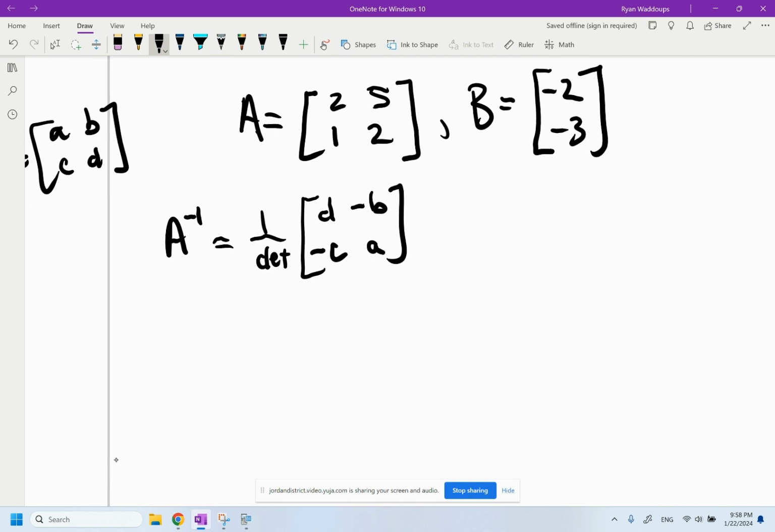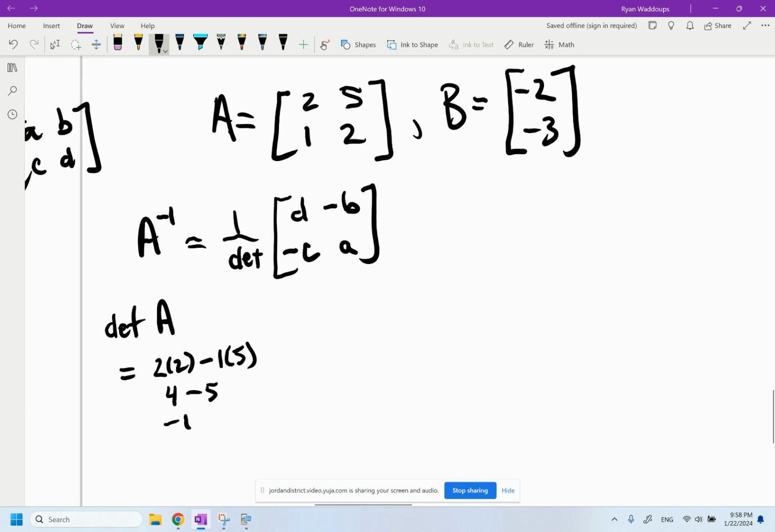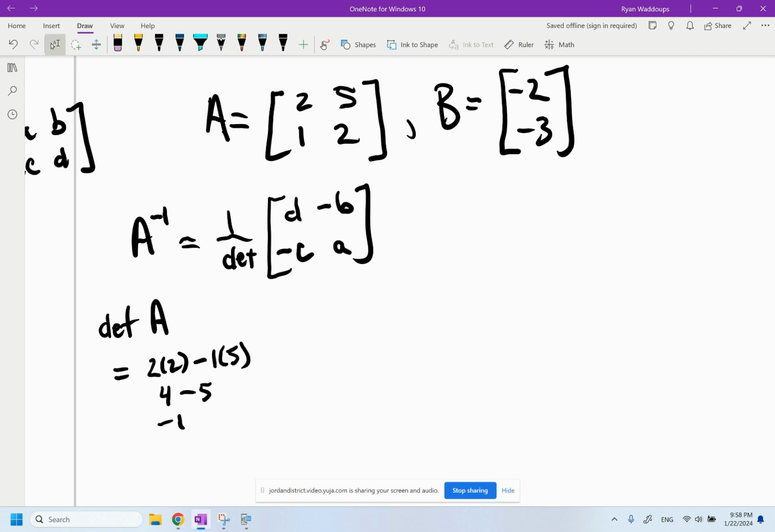And so the determinant of A is equal to 2 times 2, that's a times d, minus 1 times 5. 2 times 2 is 4, 1 times 5 is 5, so minus 5. And 4 minus 5 is -1. And so the determinant of A is -1. So 1 divided by -1 is just -1.